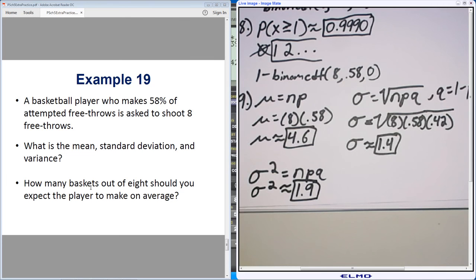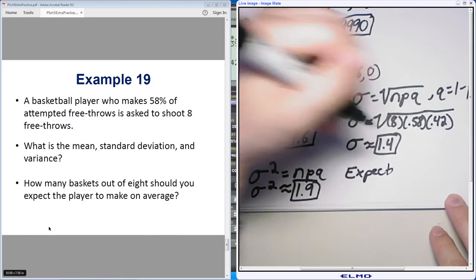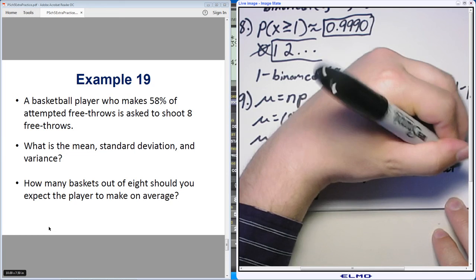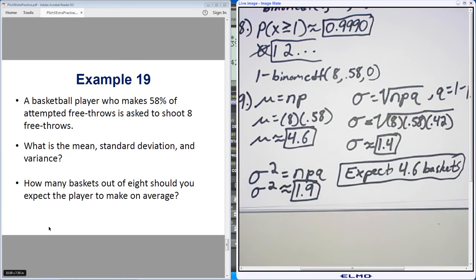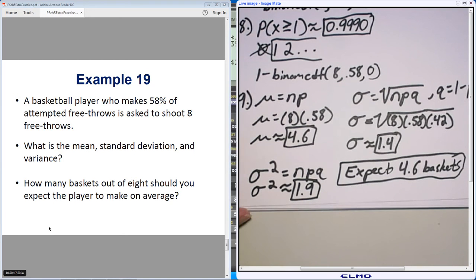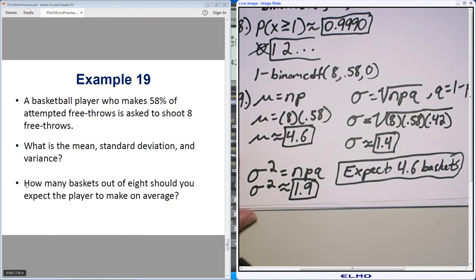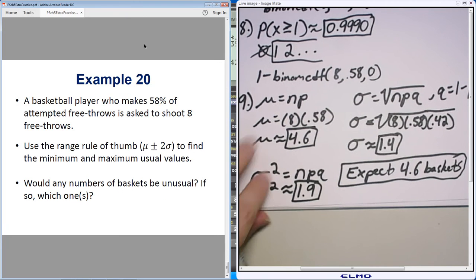The last part says, how many out of 8 should you expect the player to make on average? Well, expected value is the same as the mean, so we would expect 4.6 baskets on average out of 8. One question remains. Let's do it.